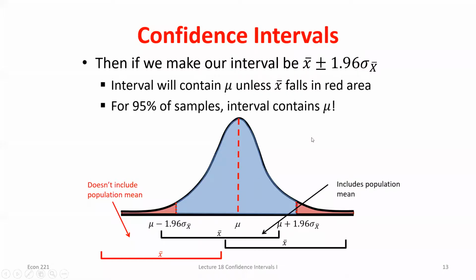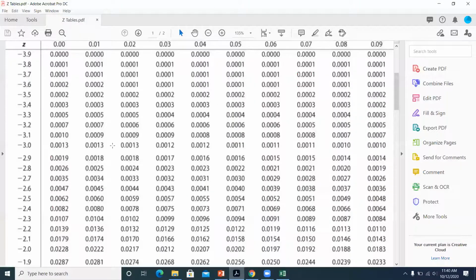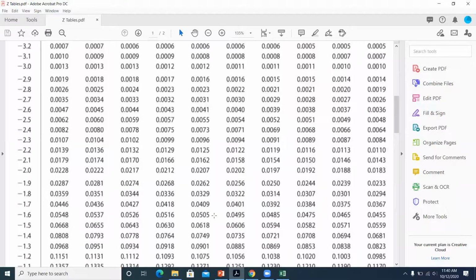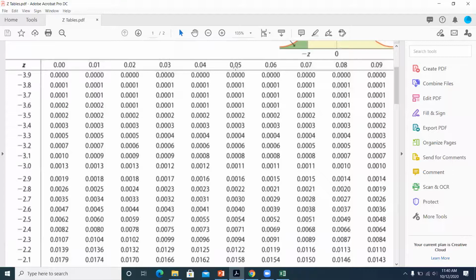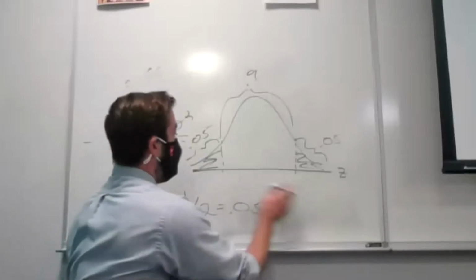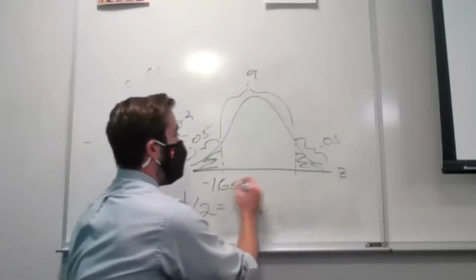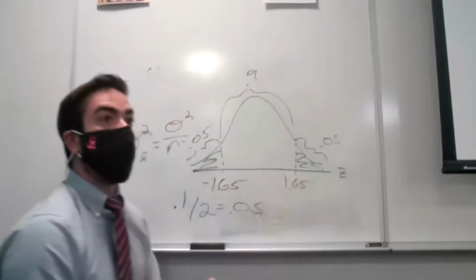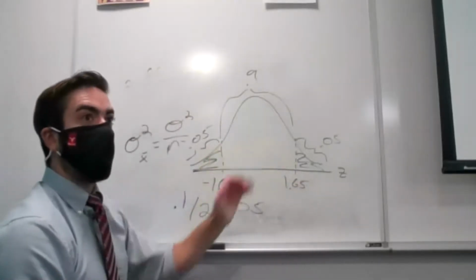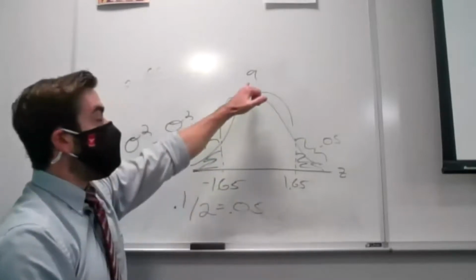I go here, go to my table. I say, okay, where's 0.05? Well, I can get pretty close. So in between negative 1.6 and negative 1.65, take the higher of the two, negative 1.65. If I went 1.65 standard deviations above and below the mean, I know the probability I see something in between would be 0.9.